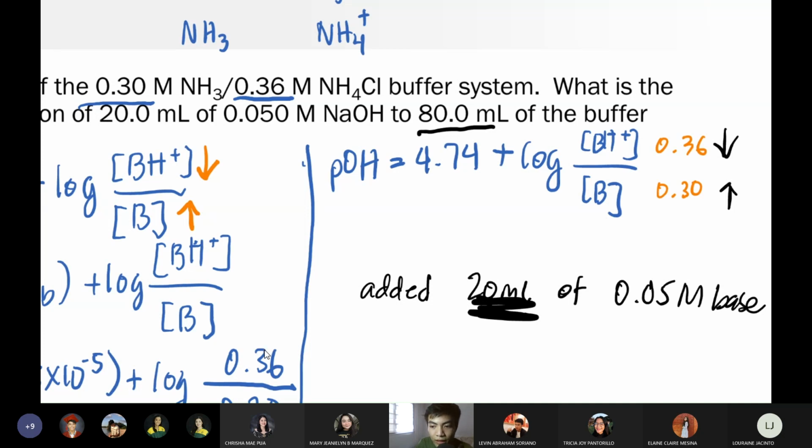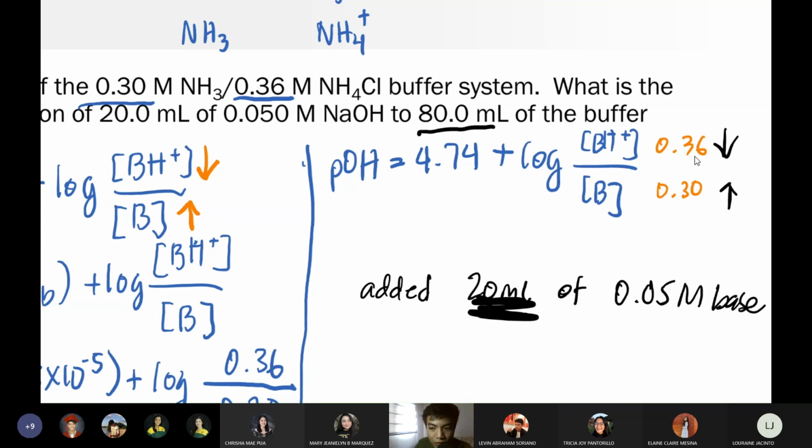Tataas yung volume niya. Okay? Magi-increase yung volume. Therefore, madidilute lahat ng ating concentrations. Madidilute itong 0.36, madidilute itong 0.30. Tapos kung ano man to, madidilute din yan. Okay? So that means we have to solve for the new concentrations, including the additional factors, no? Itong additional na base.